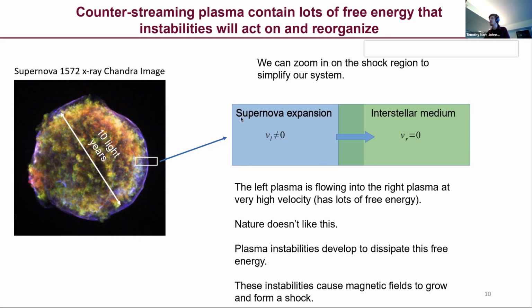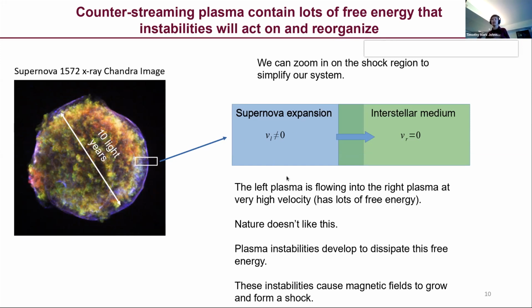When we do this, we see that on the left-hand side, we have the supernova explosion with some velocity that's actually quite fast. And then on the right-hand side, we have the interstellar medium that it's expanding into. We'll say that this is at rest. And there's a lot of free kinetic energy inside of the supernova explosion plasma.